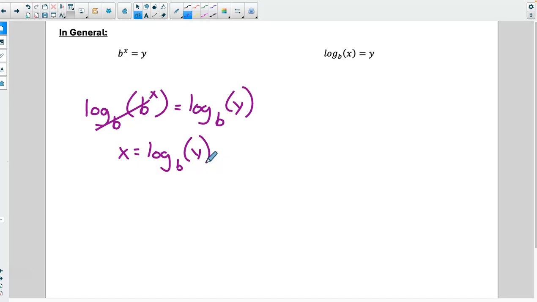Does my base ever change? Whether it's a log or an exponential, the base is always the same. Notice what happens. It's simply the x and the y just rotating. When you're changing forms, that's it. Let's look at the next one.